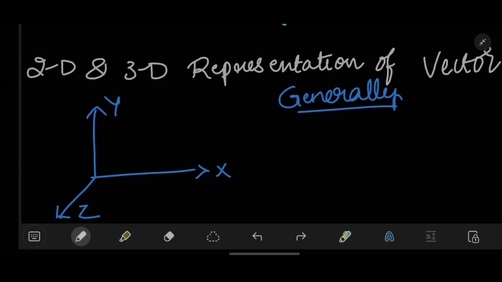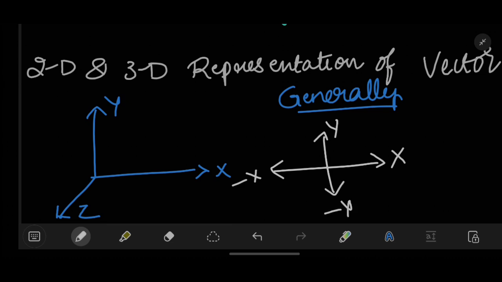Generally, we all know how to represent a point in a graph. Now, we had these kind of 2D graphs, which contained only x and y axes. So, if this is x axis, this is minus x axis, this is y axis, and this is minus y. Whenever you wanted to represent a point, you represented it in this way. Suppose this is 2 and this is 3, then you wrote it as 2 comma 3. This thing we all know, right?